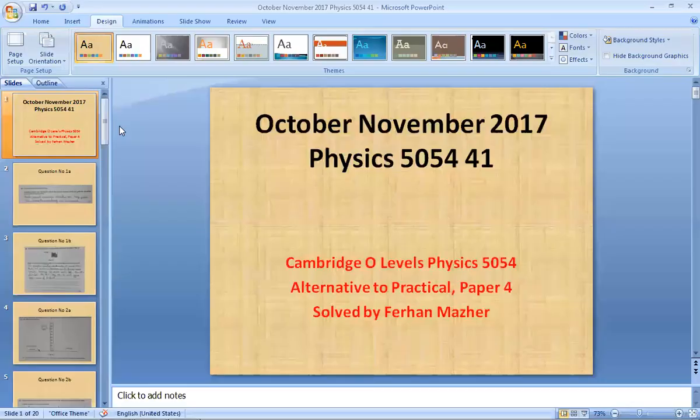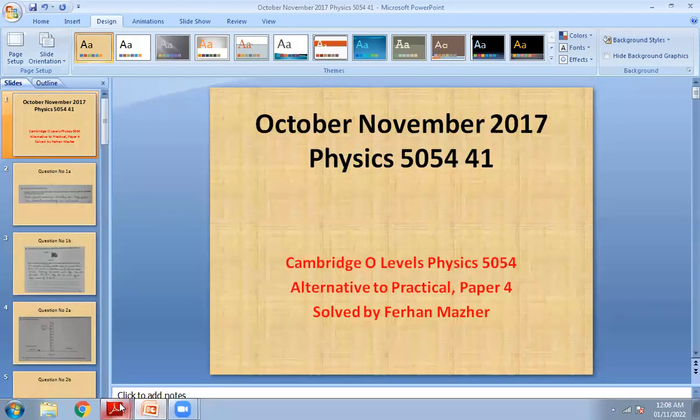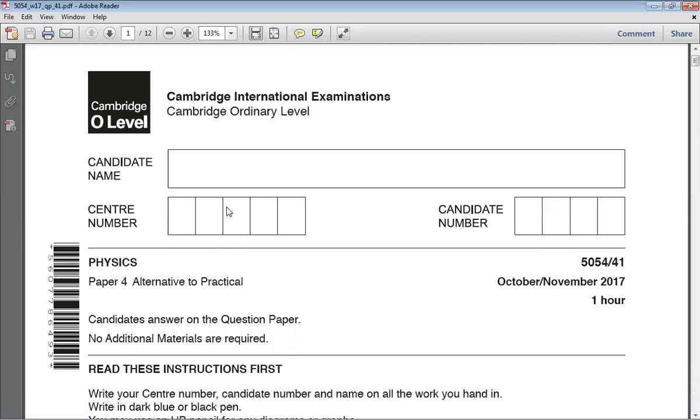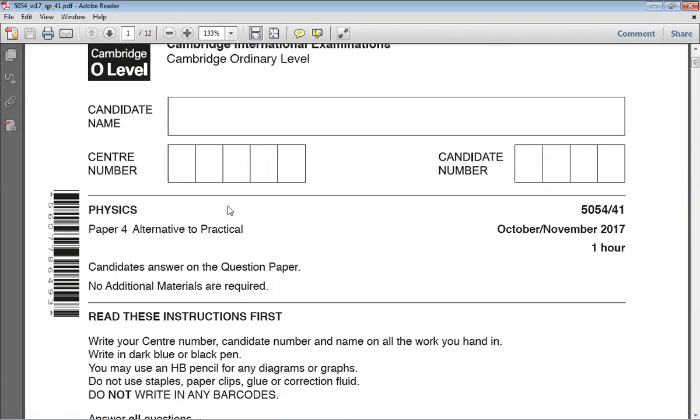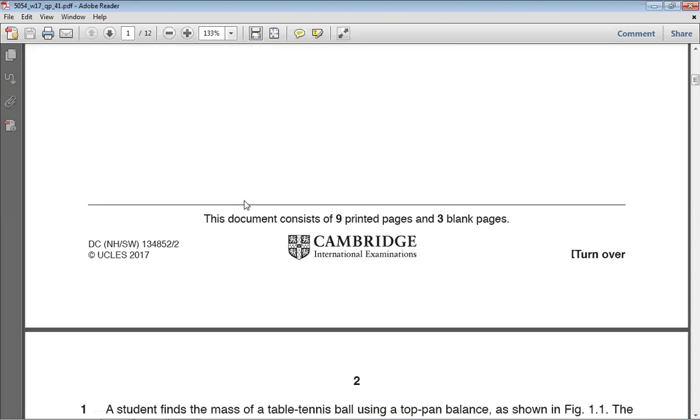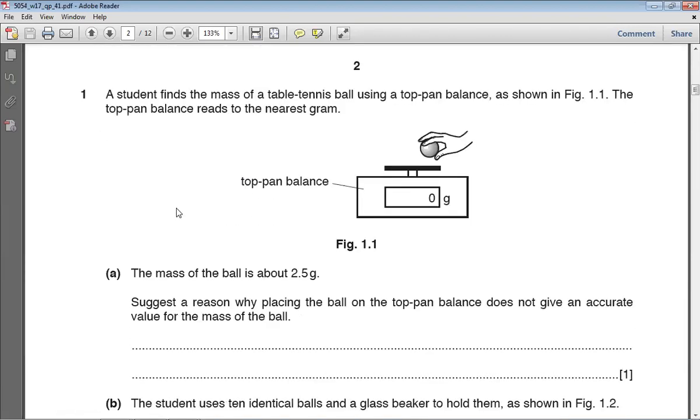So let's start this paper, and let's go to the question paper. On your screen, the question paper is showing up, October-November 2017 4-1 paper, alternative to practical, 1 hour time is allowed. A student finds the mass of a table tennis ball using a top pan balance as shown in figure 1.1. The top pan balance reads to the nearest gram. The mass of the ball is about 2.5 grams. Suggest a reason why placing the ball on the top pan balance does not give an accurate value for the mass of the ball. It's a 1-mark question.